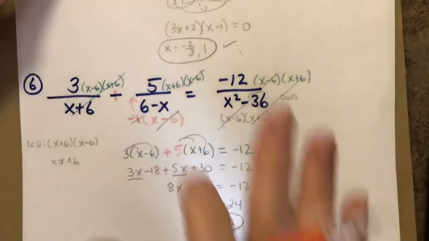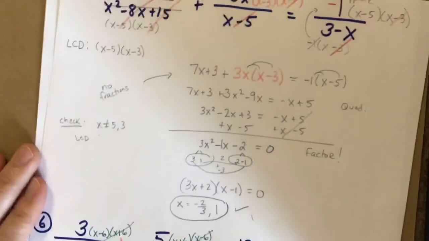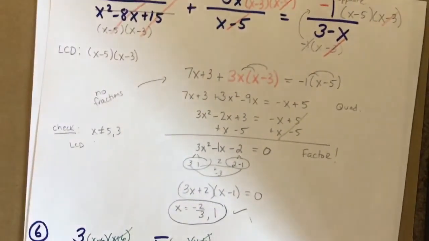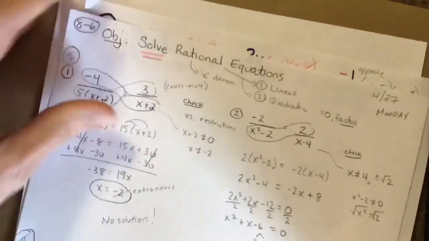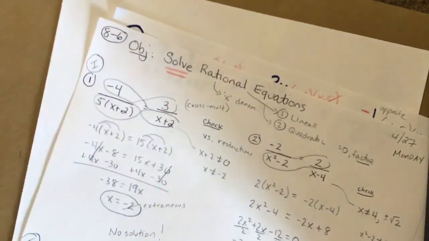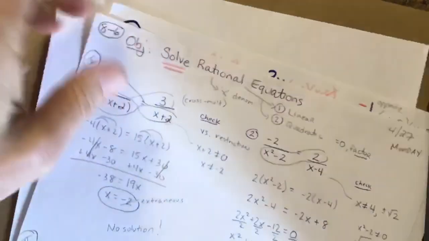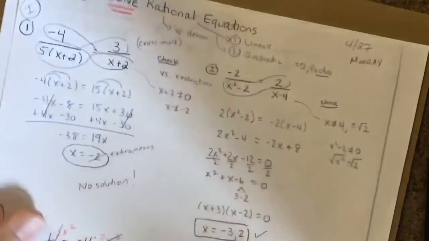All right. So this is solving equations with rationals. A lot of times you need an LCD. If you're just cross multiplying, you do not need an LCD. All right. Chapter 8, we're at the end of the chapter, solving rationals. All right, I'll post an assignment, and good luck to you guys.